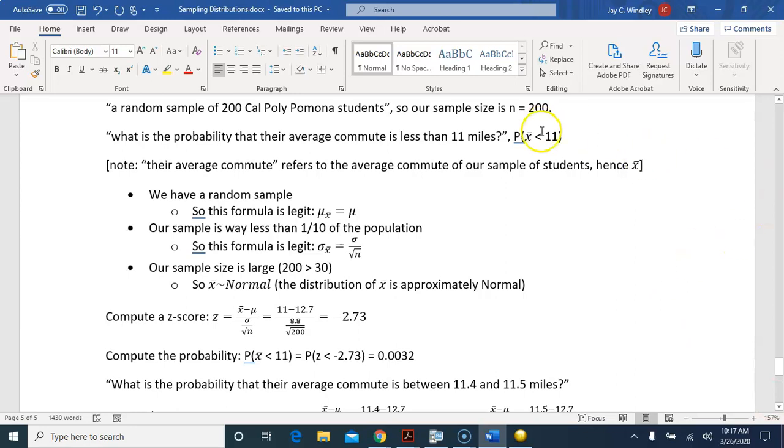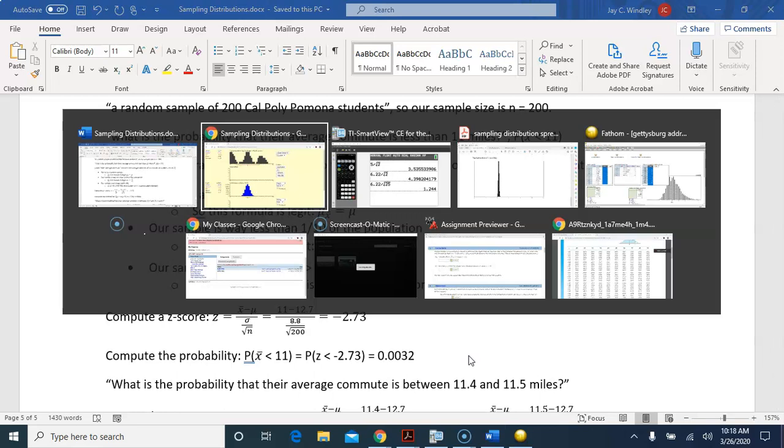So then we can turn this value of x bar, 11, into a z-score by subtracting the population mean and dividing by the population standard deviation divided by radical 200. Be careful here because you've got a fraction within a fraction. Anyways, that gives us a z-score of negative 2.73. So the probability of getting an x bar less than 11 is the probability of getting a z-score less than negative 2.73. And now we go over to our z-score table.